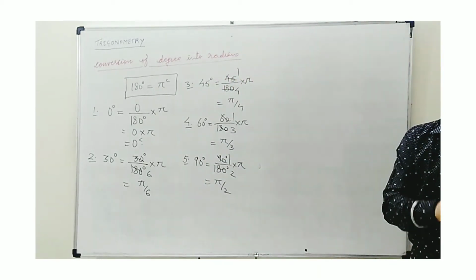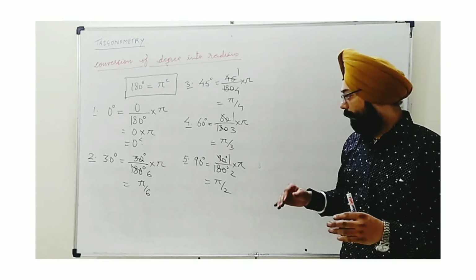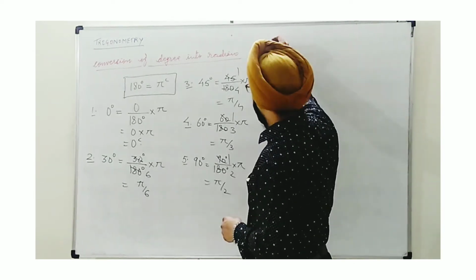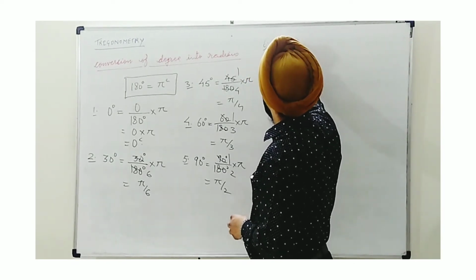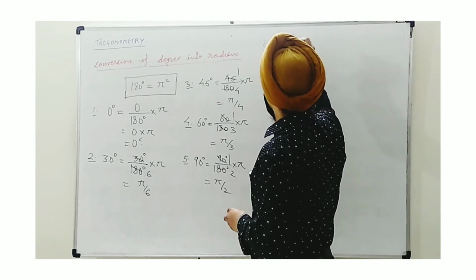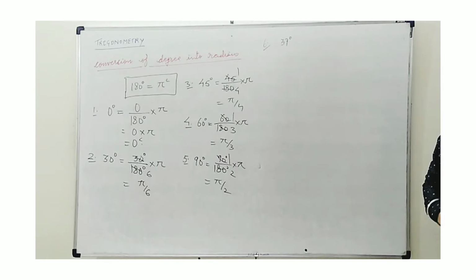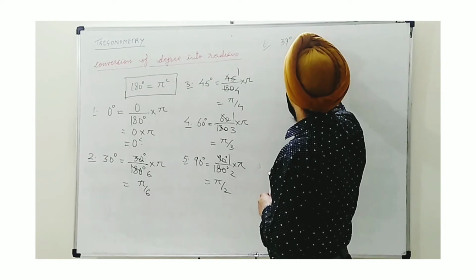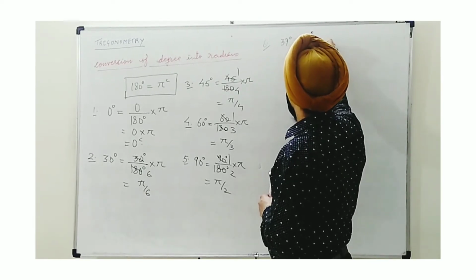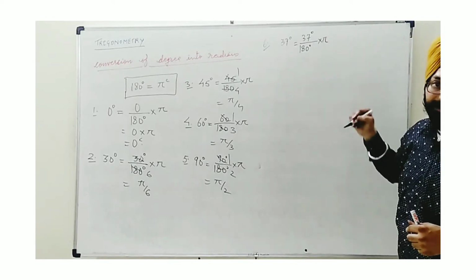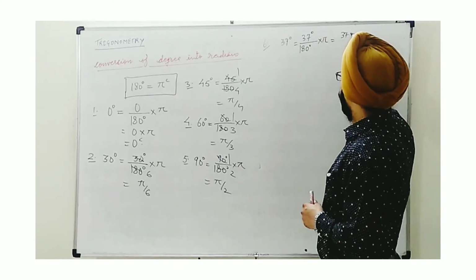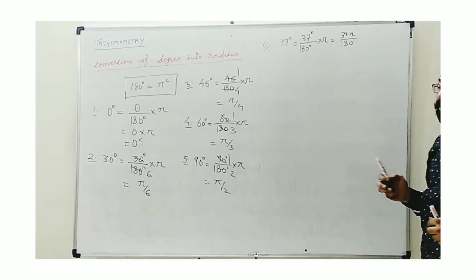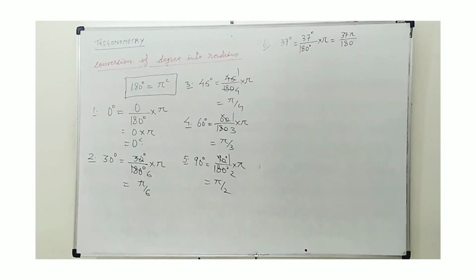But what happens when other angles are given which are beyond these specific angles? We will see them also. Suppose I say convert 37 degree into radian. How do we do it? The theory will not change. This is 37 degree divided by 180 degree multiplied by pi. Any cancellation? No. So we write 37 pi by 180 as it is. No degree. Now this is the radian. 37 pi by 180 radian.